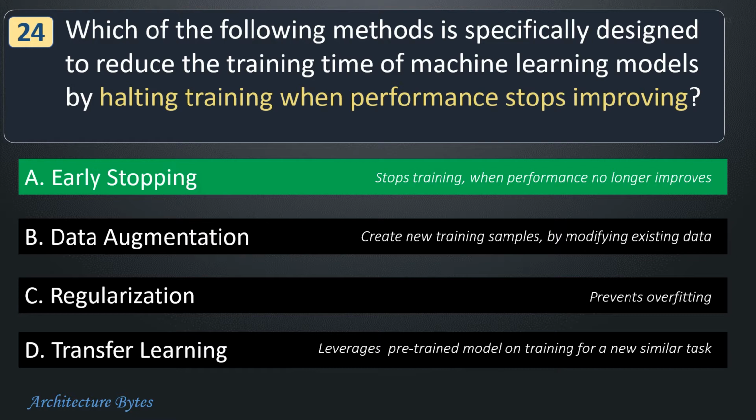Data augmentation involves creating new training data samples by modifying existing data, which can improve generalization but does not directly reduce training time. Regularization helps prevent overfitting but does not inherently shorten training time. Transfer learning focuses on leveraging a pre-trained model on training for a new similar task rather than stopping training based on performance.